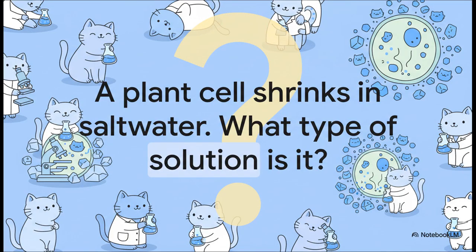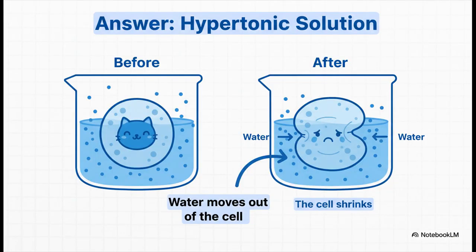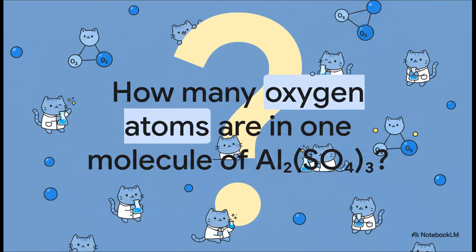Think back to that cellular transport idea. Remember that water always moves to try and balance out concentrations? So if a plant cell shrinks when you put it in salt water, what does that tell you about the solution it's in? The answer is C, hypertonic. Hyper just means more. The saltwater solution has a higher concentration of salt than the cell does. So water rushes out of the cell to try and balance things out, and that's what causes the cell to shrink.